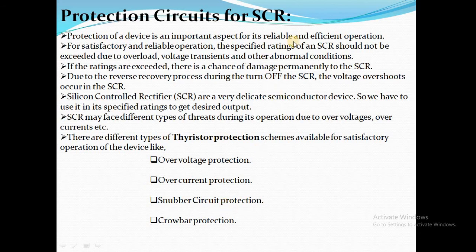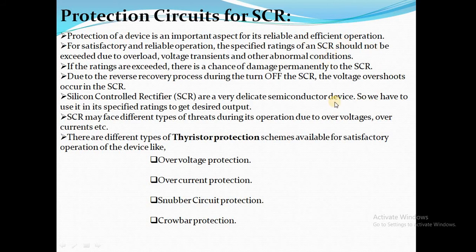Whenever an SCR is constructed, it is constructed with some specified ratings. These ratings indicate the capacity of the SCR. Whenever the SCR is used for any particular application, the applied values, the voltage or the flow of current through the SCR, should not exceed these specified ratings. If the applied values exceed these ratings, then the SCR may get damaged permanently.